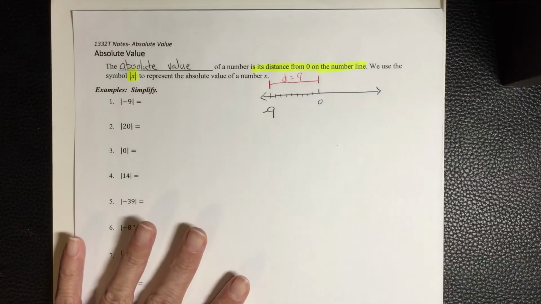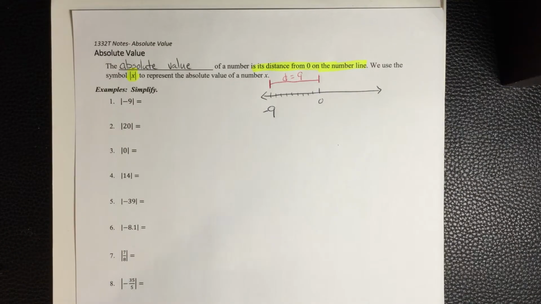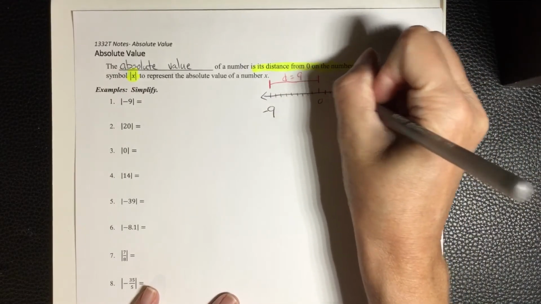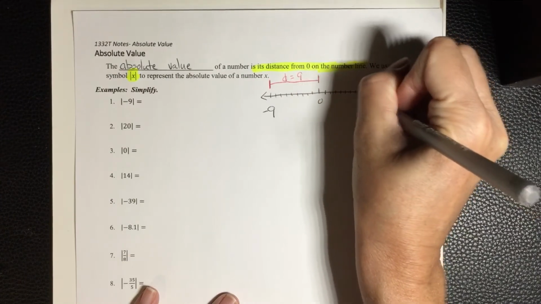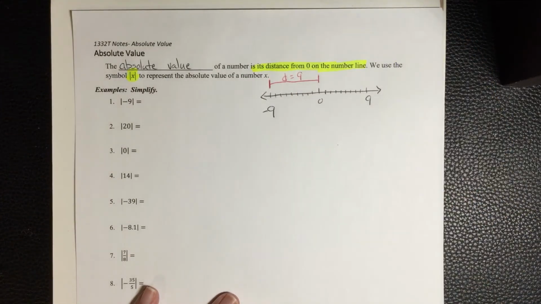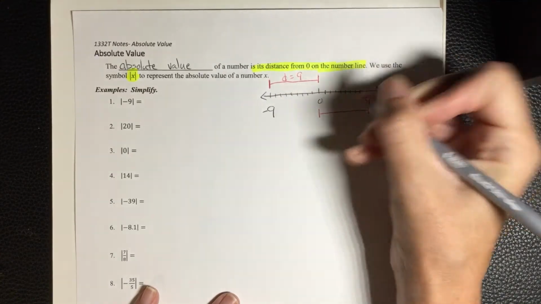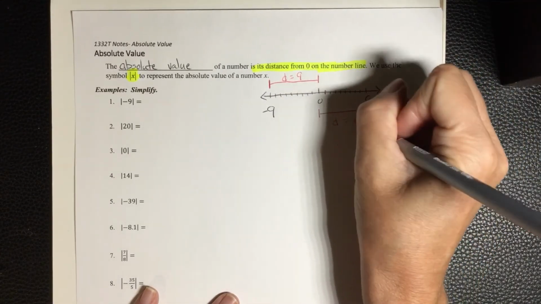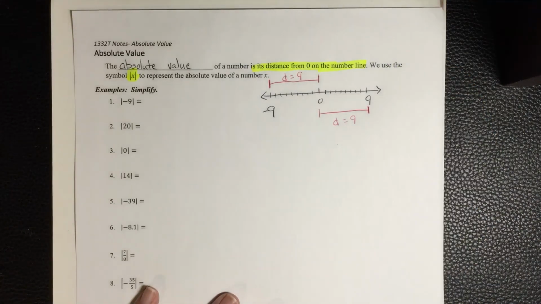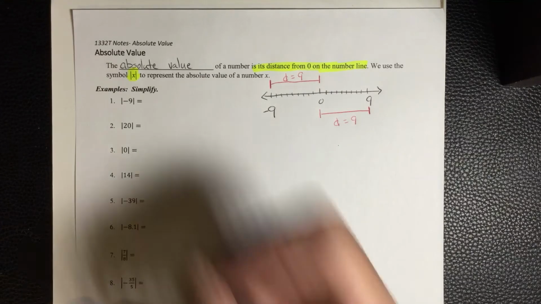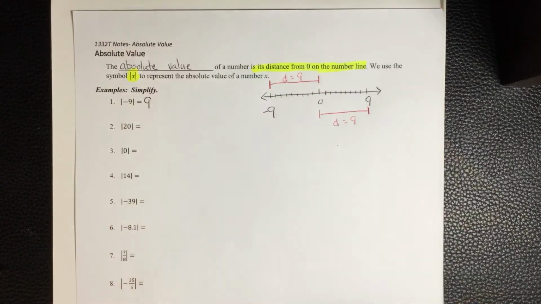So when we're talking about distance, we're not going to get a negative answer. If I also ask you for the absolute value of +9, it would be the same. The only difference is it's 9 units to the right instead of 9 units to the left. So we call these numbers opposites because they have the same distance. And that also means that they have the same absolute value. So we're not going to get a negative value when we take absolute value. So for number 1, absolute value of -9 will simply be 9.